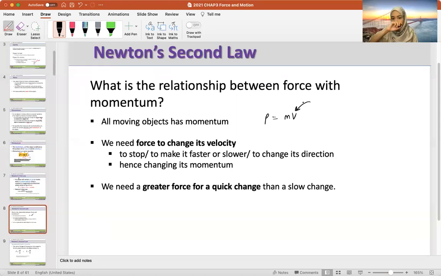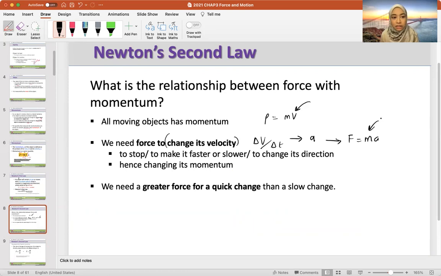If it doesn't move, v equals 0, then it doesn't have momentum, right? We need force to change its velocity. Now, when we talk about change in velocity over the change in time, we are talking about acceleration, if you still remember from chapter 2. So we need force to change its velocity. How is this related to change in velocity? Because when you have acceleration, you will have F equals ma, assuming you have mass. Is there anything that has no mass?